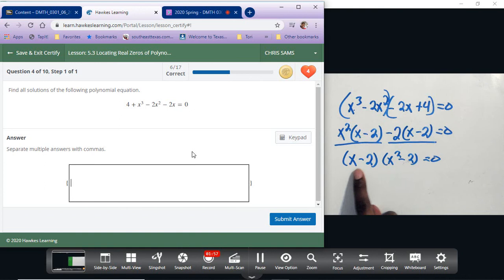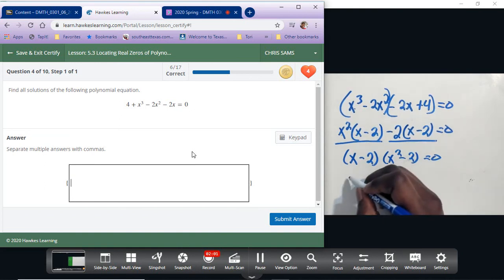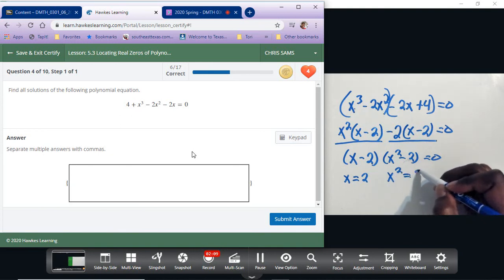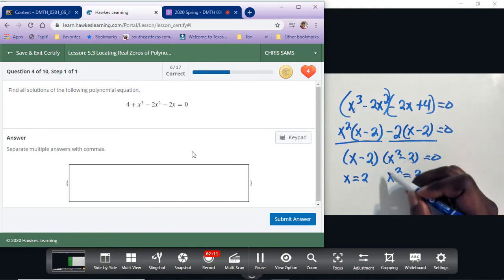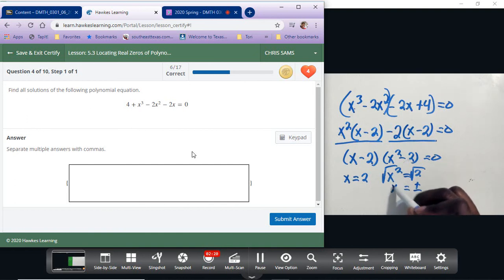Alright, setting each of these terms equal to 0, this one we will have x equals 2, because you add 2 and move it to the other side. Over here we will get x squared equals 2, and then we would have to take the square root of both sides. And when you take the square root, you have to remember plus or minus. And over here we have x equals plus or minus square root of 2.